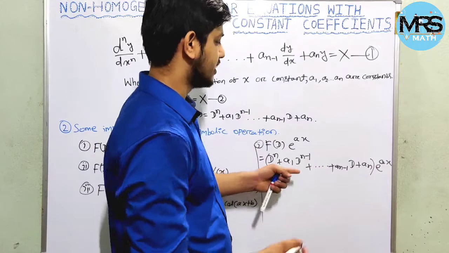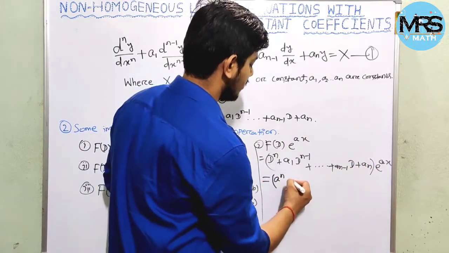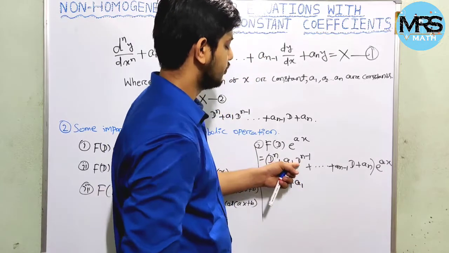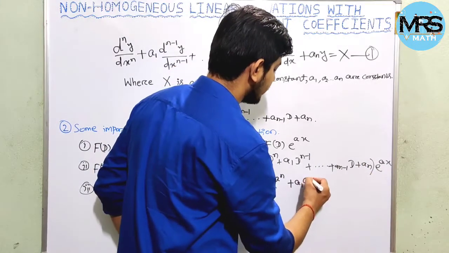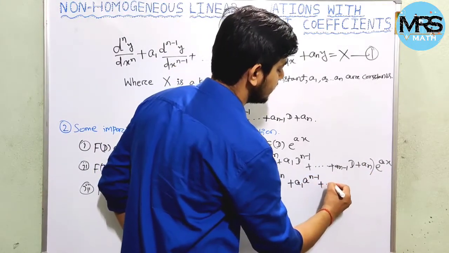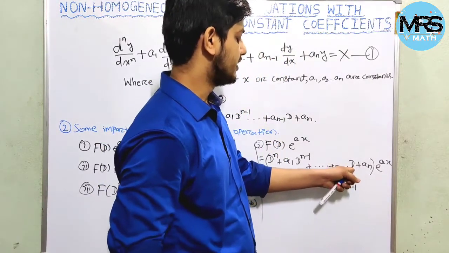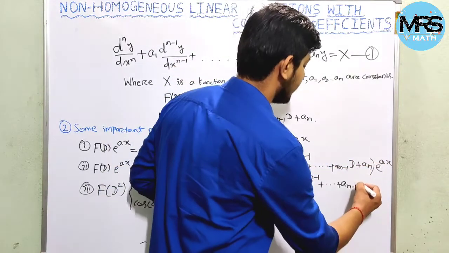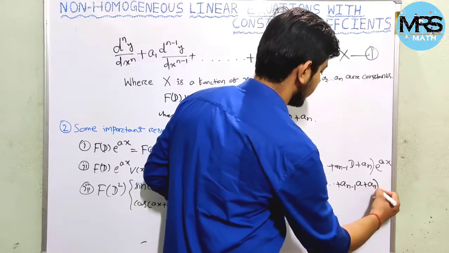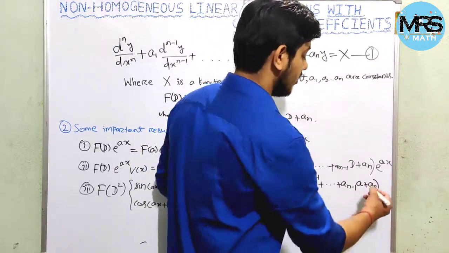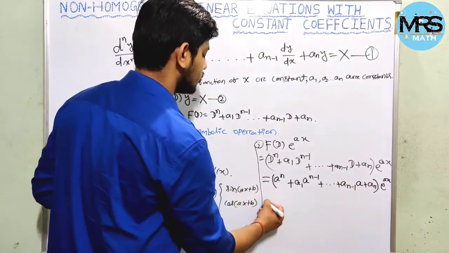So everywhere e to the power ax will come. Then plus a1 into D to the power n minus 1. If it operates on e to the power ax, what do you get? a to the power n minus 1. Similarly, D operating on e to the power ax gives only a, plus an. Everywhere we are getting e to the power ax, so taking it common, I am writing e to the power ax at the end. So what is this?